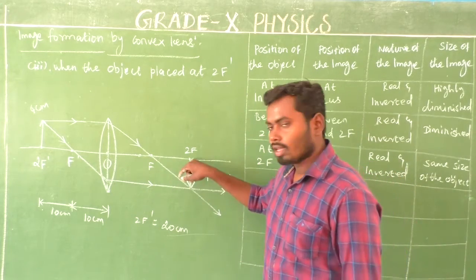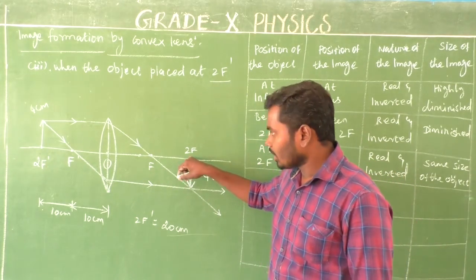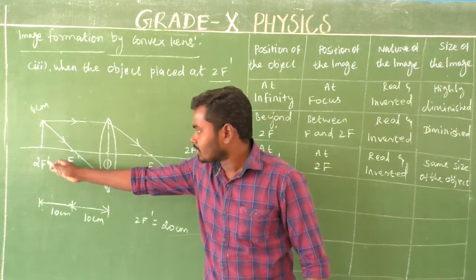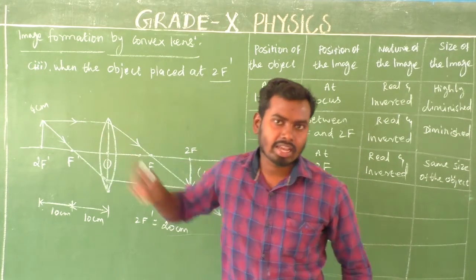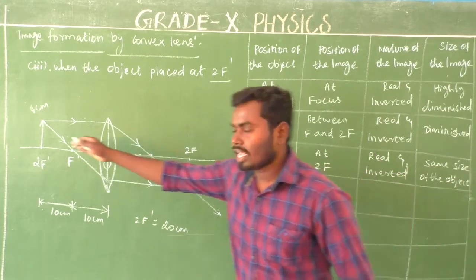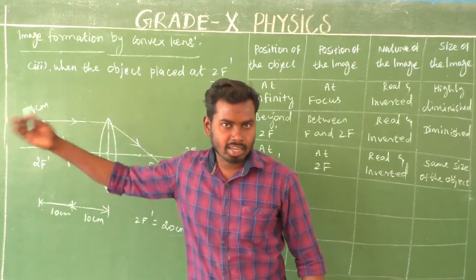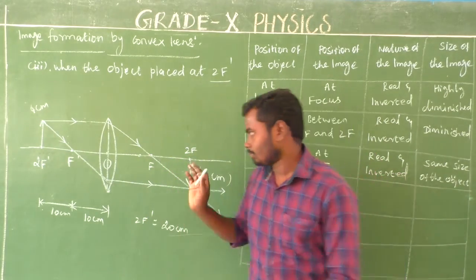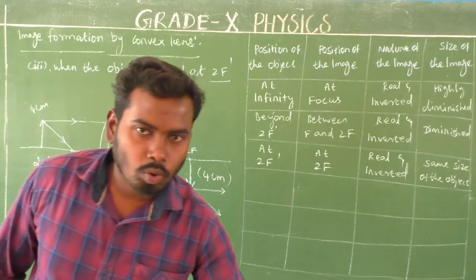Where? At 2f. Now where will be the image formed? Look at that. Where will the image form? Here the image will be formed same 2f dash on other side. That is other side. Is it clear? Yes. So this is third one.